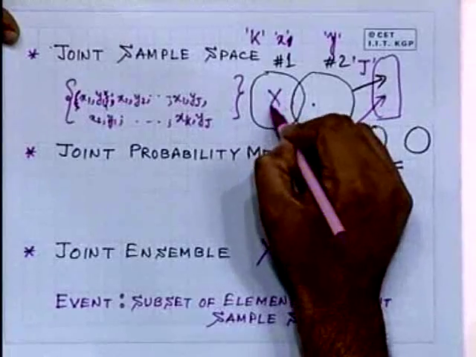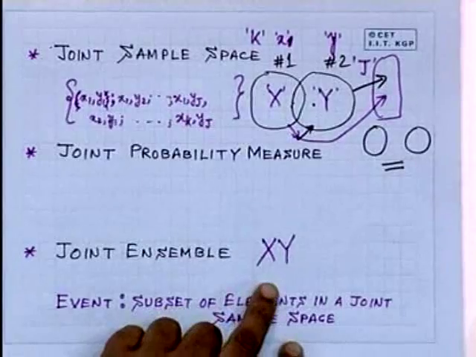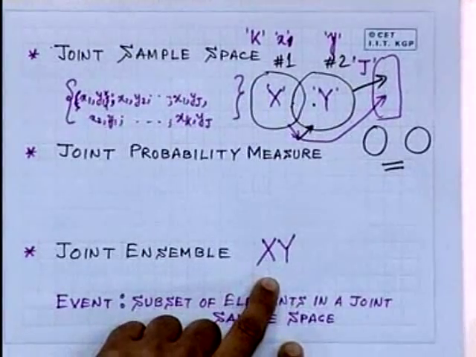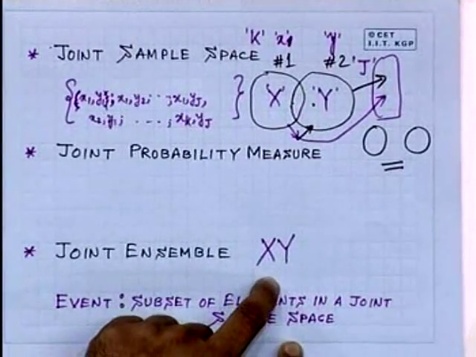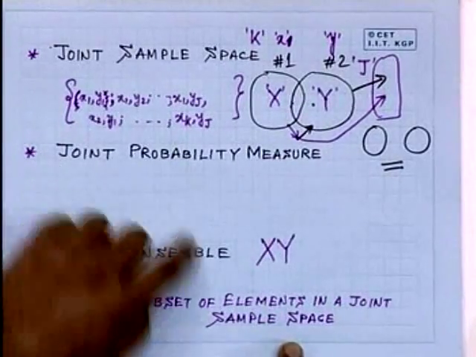Now, if I want to ask about the corresponding joint ensemble, I need the corresponding description of the joint probabilities, isn't it? The joint ensemble notation is indicated like this, two capital letters, say X and Y. This is as if experiment X, this is experiment Y. So, the joint ensemble encompasses both, and hence to complete the description of this joint ensemble, having defined the joint sample space, we have to define the joint probability measure.